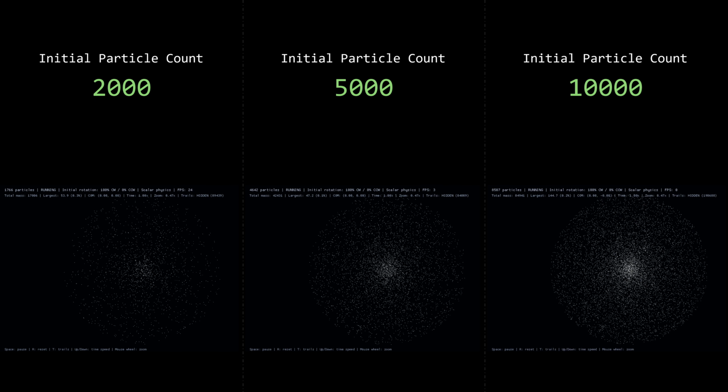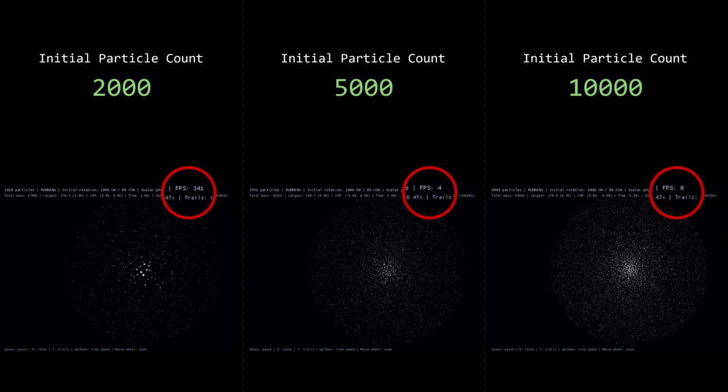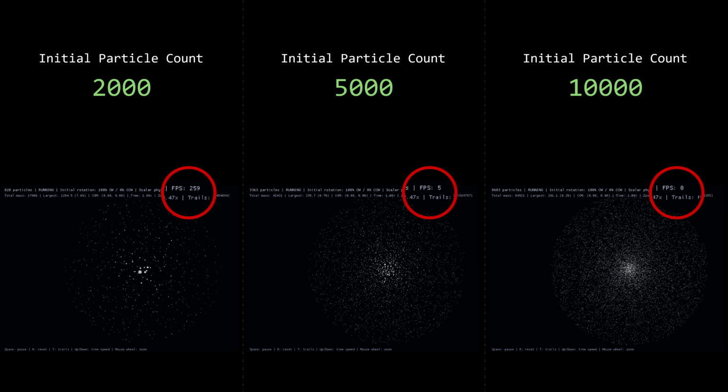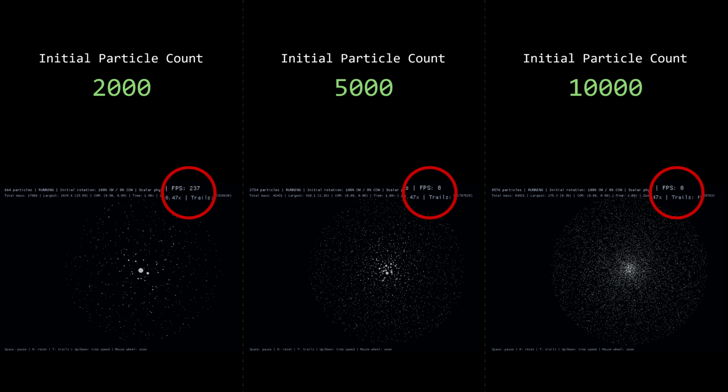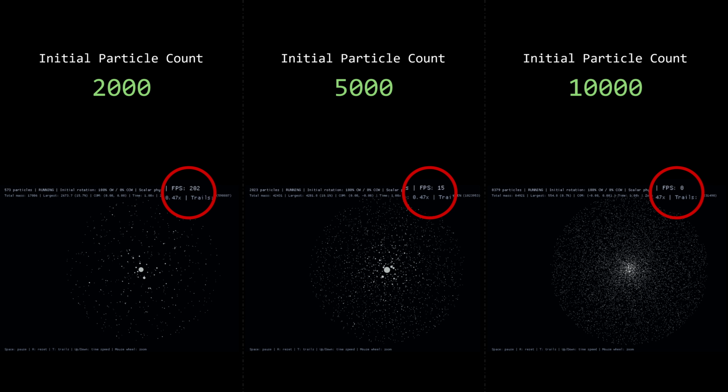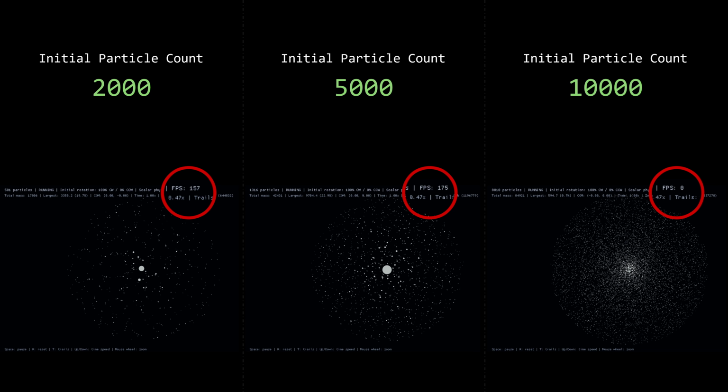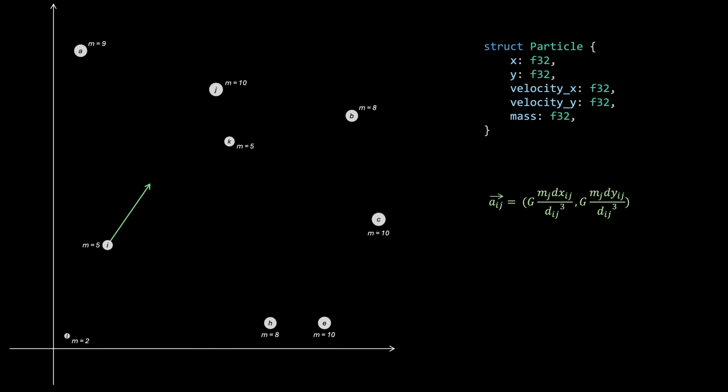The problem, as I mentioned in the intro, is that at some point the particle count becomes so high that my computer can no longer perform all of these calculations fast enough for the simulation to evolve smoothly in real time. So our goal now is to speed it up using SIMD instructions. At any given moment, a particle has a horizontal and vertical position, a horizontal and vertical velocity, and a mass. If we take a closer look at the gravity calculation, before we can even calculate the acceleration produced by another particle, we first need to determine the distance between them.